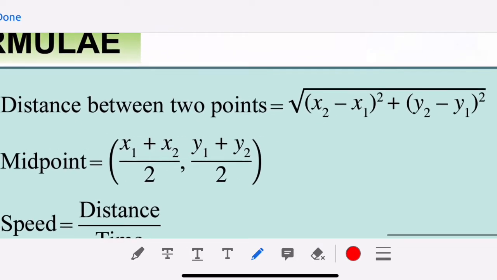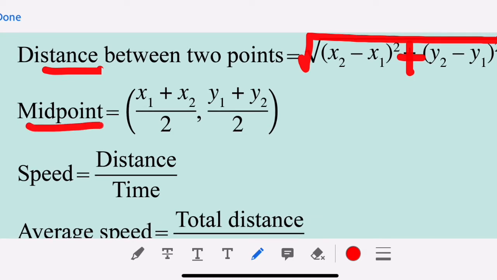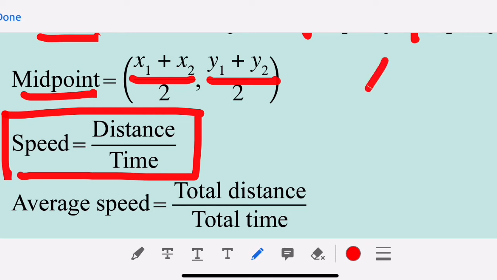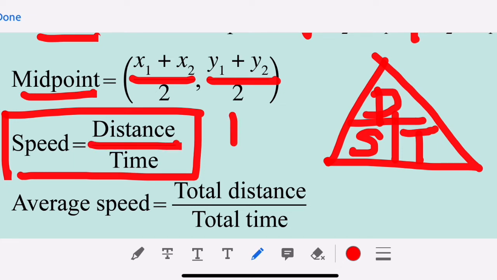Still the same, distance between the 2 points is a must to know. It is square root of x2 minus x1 squared plus y2 minus y1 squared, and midpoint is x1 plus x2 divided by 2 and y1 plus y2 divided by 2. And the most important is the speed, time, right? So the speed is equivalent to distance over time, d over t.